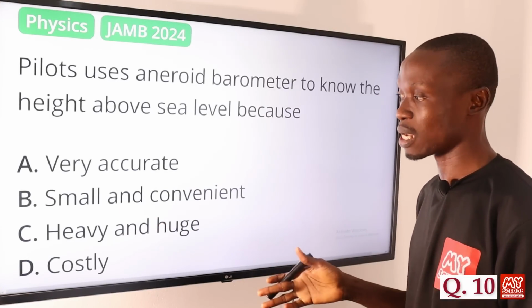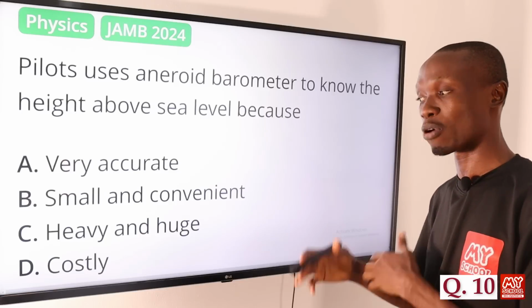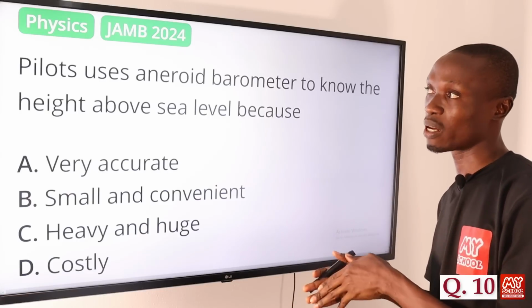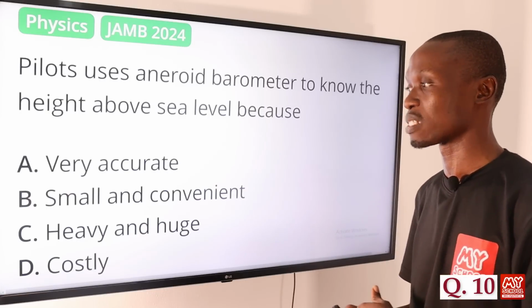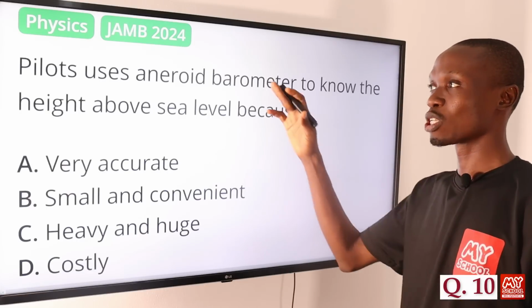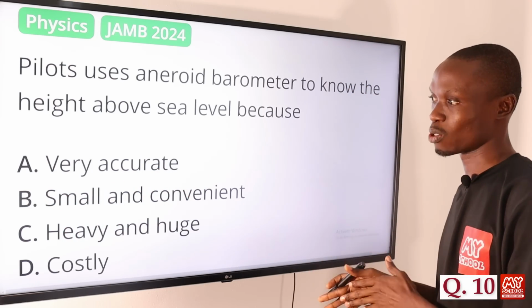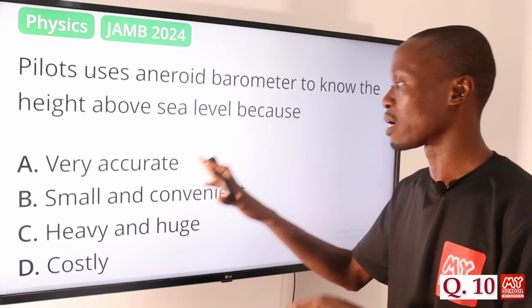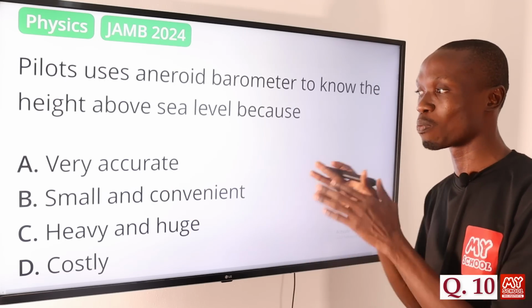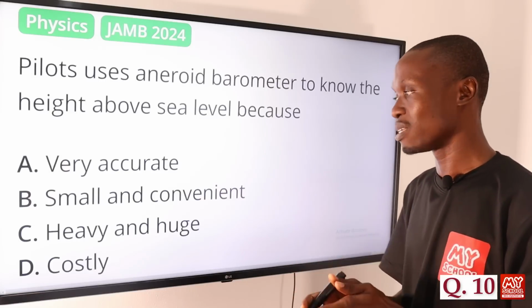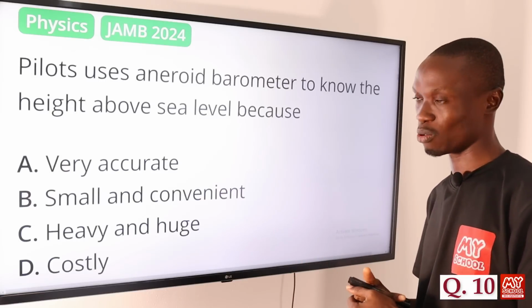So the analog barometer is compact and portable, while option D, we have costly. The analog barometer is quite cheap compared to other types of barometer. So the correct answer to this question is option B, small and convenient. Because of the small size and convenient use of the analog barometer, it is suitable for use in aircraft where size and weight are considerations.